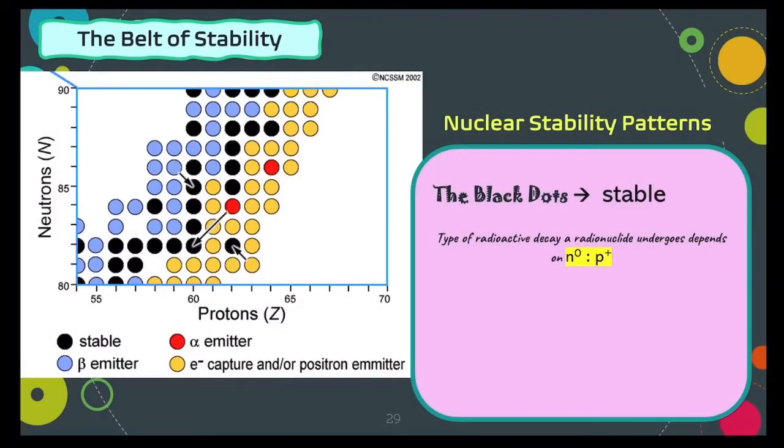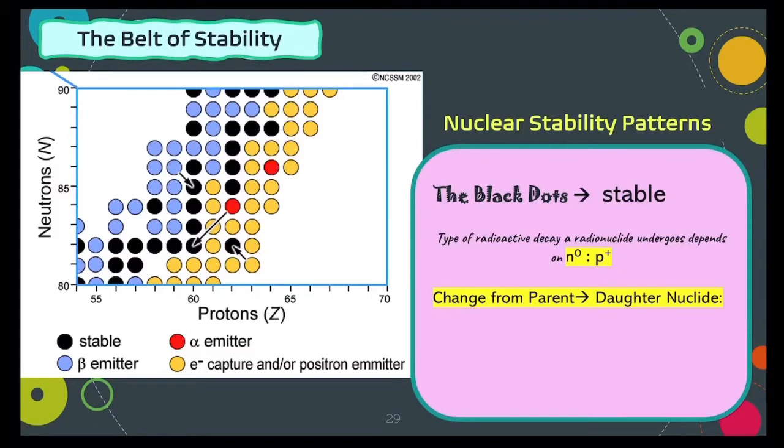This is another view of the belt of stability zoomed in. So you can see the black dots appear again, and the black dots still represent stable isotopes. The type of radioactive decay a radionuclide undergoes depends on the ratio of neutrons to protons. So in this picture, we're looking at the change of a radioactive isotope. In this case, the parent isotope, the unstable isotope, undergoes a change to become the more stable daughter nuclide.